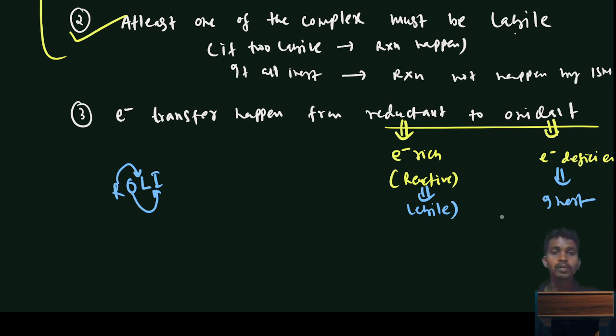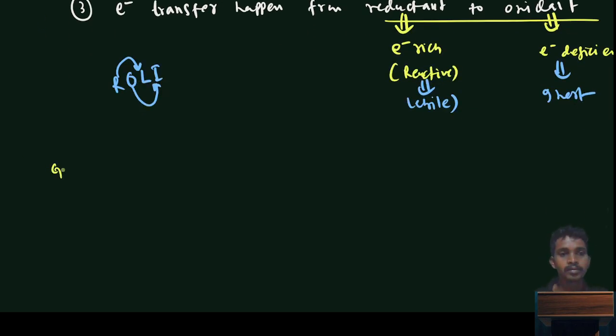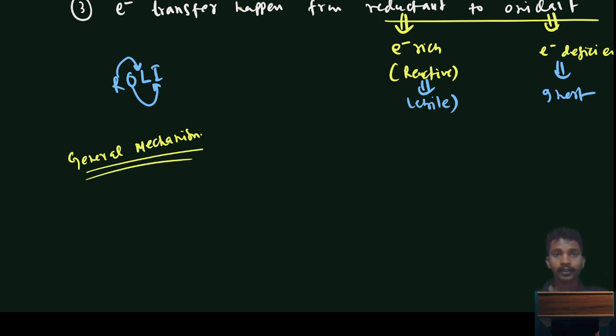So now we will look at the general mechanism of inner sphere mechanisms, and we will look at examples, and we will look at factors affecting inner sphere mechanisms. Then after that we will go to outer sphere mechanisms. So the general mechanism of inner sphere mechanism is, let's say we have one compound.